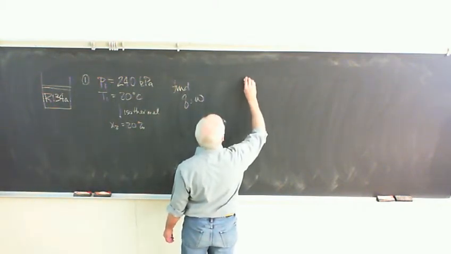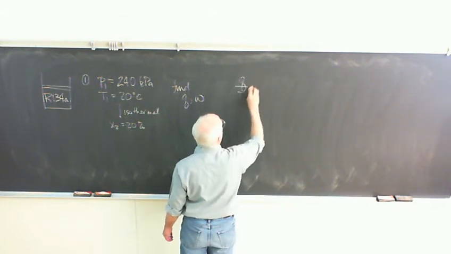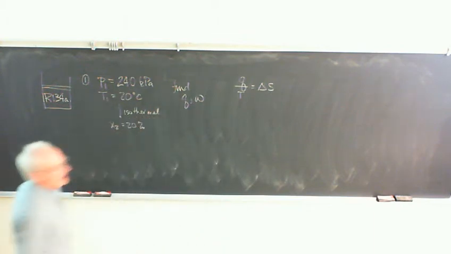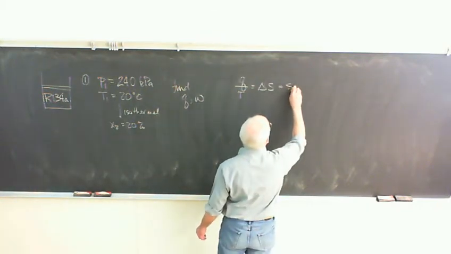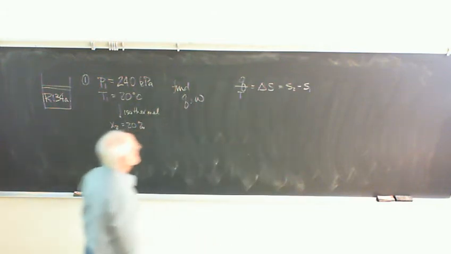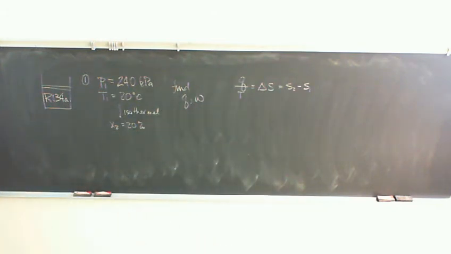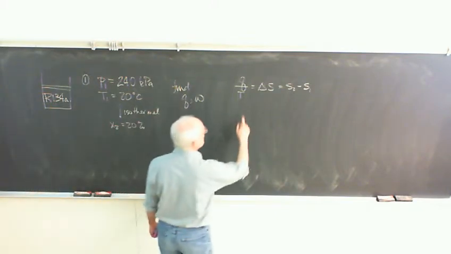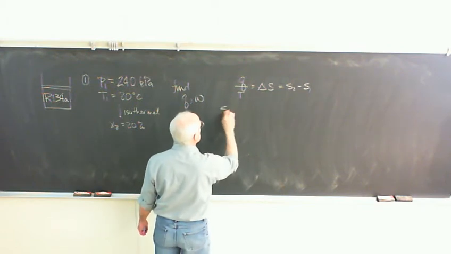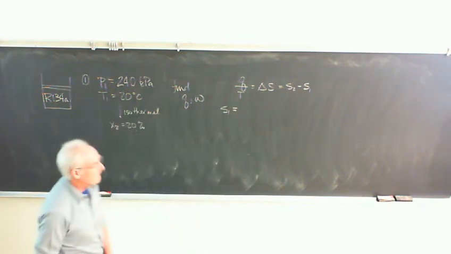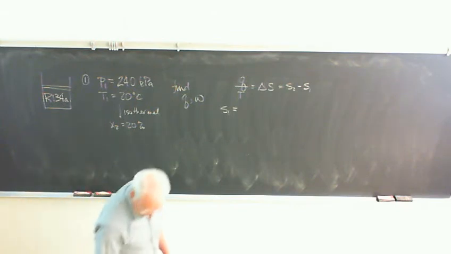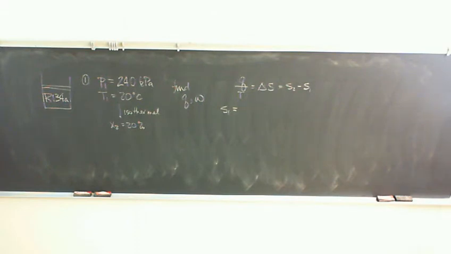Okay, we can find the heat transfer if we can find the entropy change, since it's an isothermal process. So as long as we know enough independent intensive properties, we can find those two entropies, and then we can find the heat transfer. So we go to the R134a tables, which are A11 through it looks like A15.